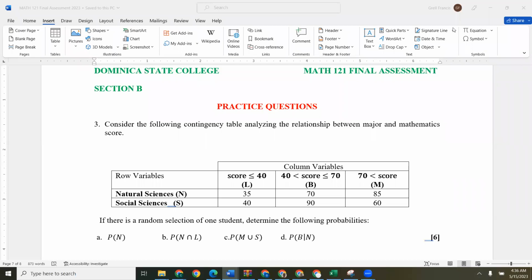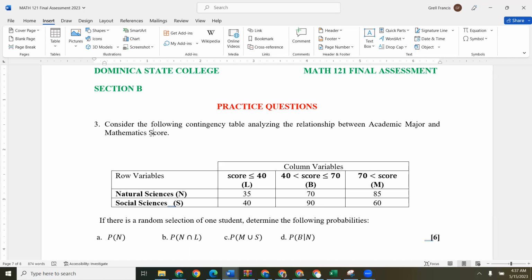Dominica State College Math 1-to-1 Final Assessment, Section B, Practice Question number 3. It reads, consider the following contingency table, analyzing the relationship between major and mathematics score. So the two variables at play here are academic major and your mathematics score. What this table does is give you the opportunity to analyze if there is a relationship or not between these two variables.